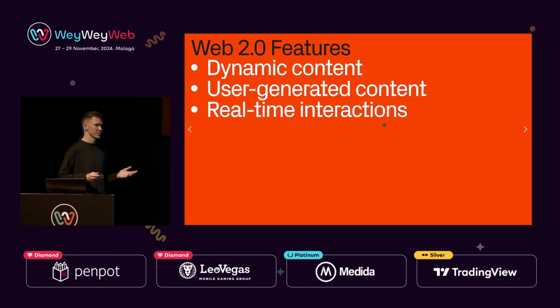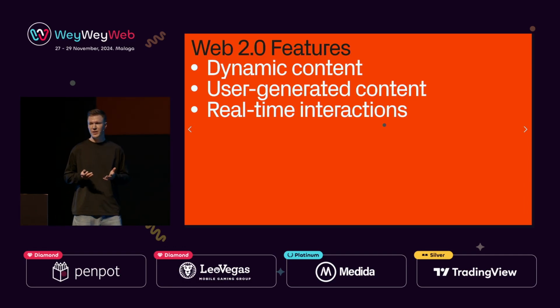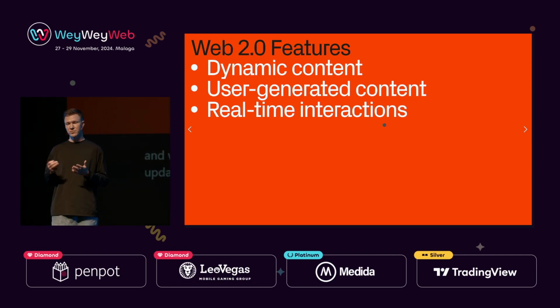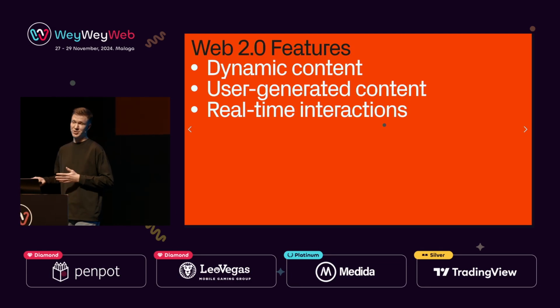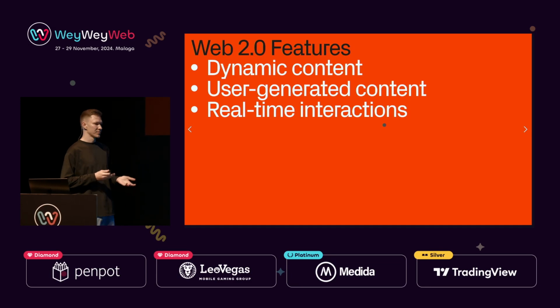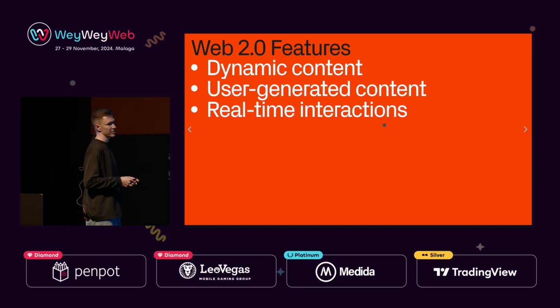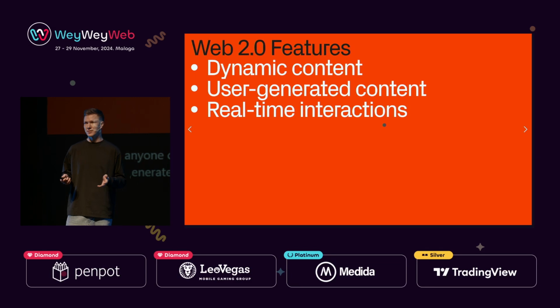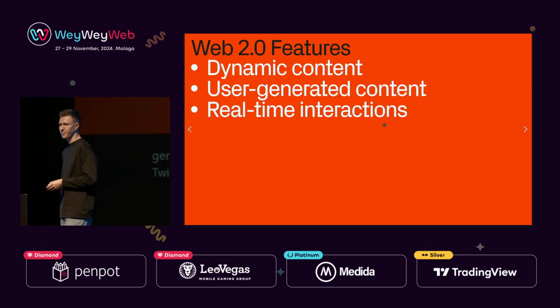And what about key features? First of all, it's dynamic content. Pages updated without full page refreshes, thanks to Ajax. Anyone could now publish online easily, that's why we have user-generated content here. And real-time interactions, as we've seen in Twitter's feed, for example.